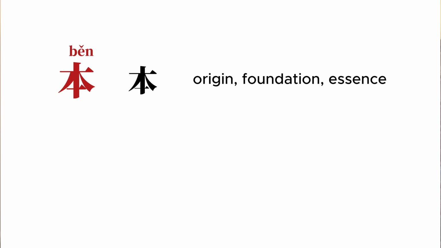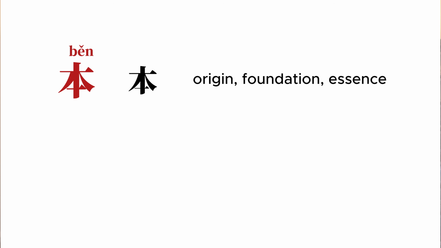The word for Japan in Chinese is 日本, which literally means the origin of the sun. In other words, the place where the sun rises. It's a beautifully poetic name, and it reflects how ancient China viewed Japan as the land to the east.